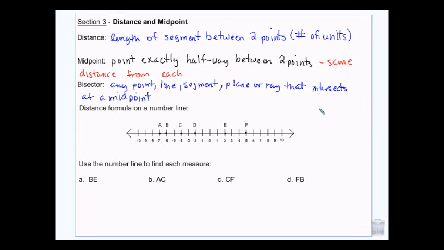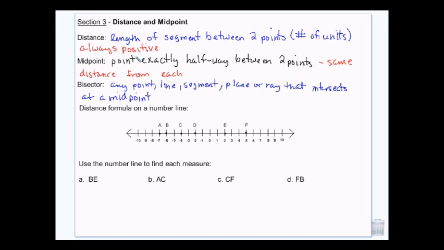When we talk about distance, that's the length of a segment between 2 points. So I can take any 2 points anywhere in space and find the distance between them. Now, distance is always positive. Okay, and that's really important. Think about it this way.